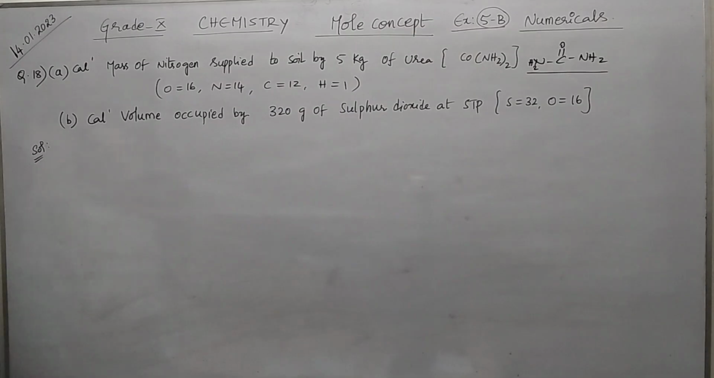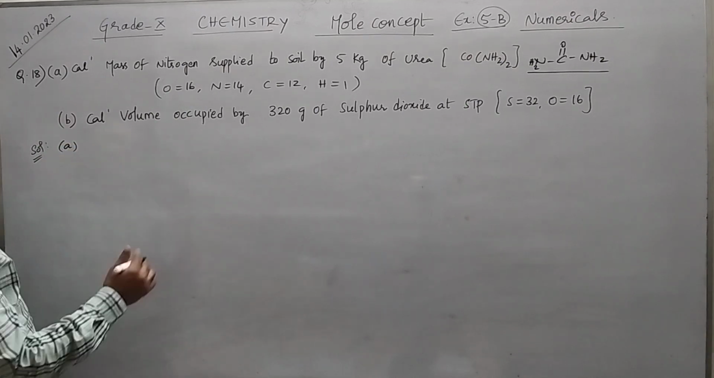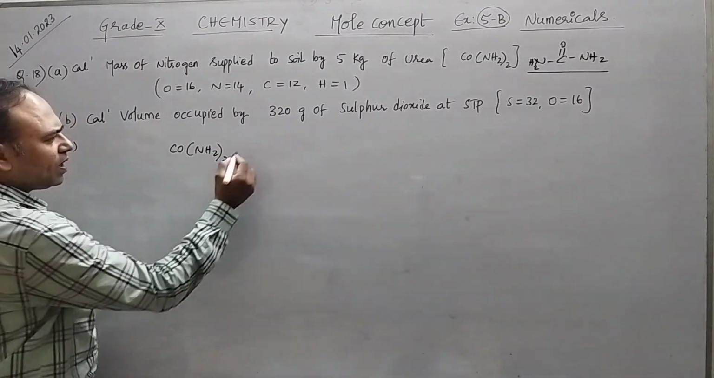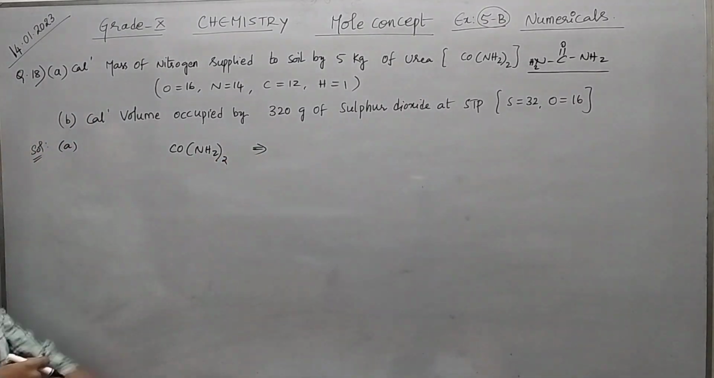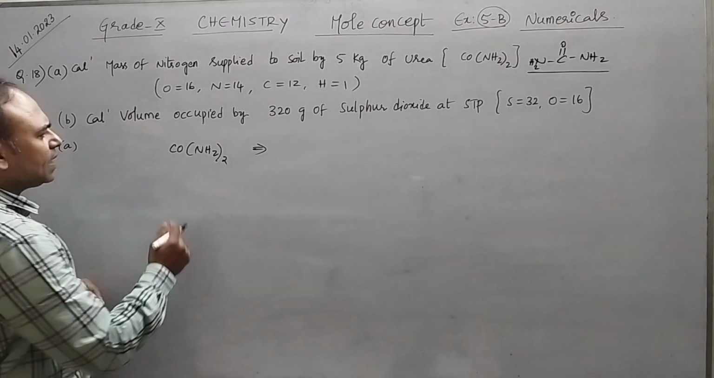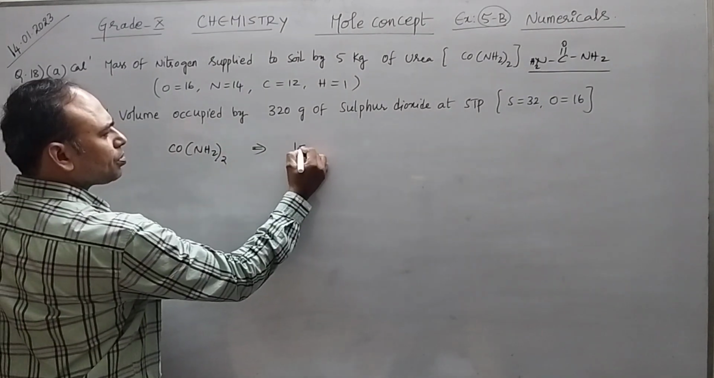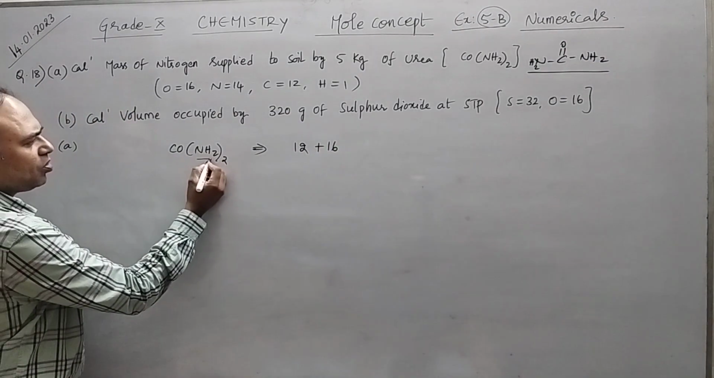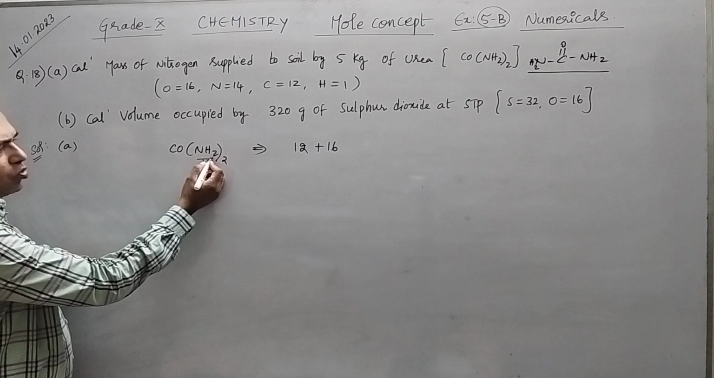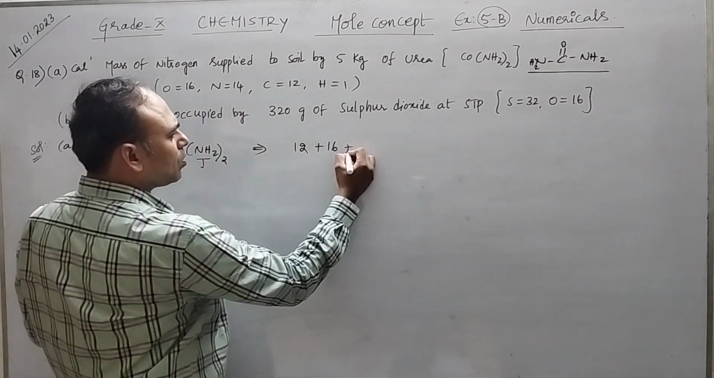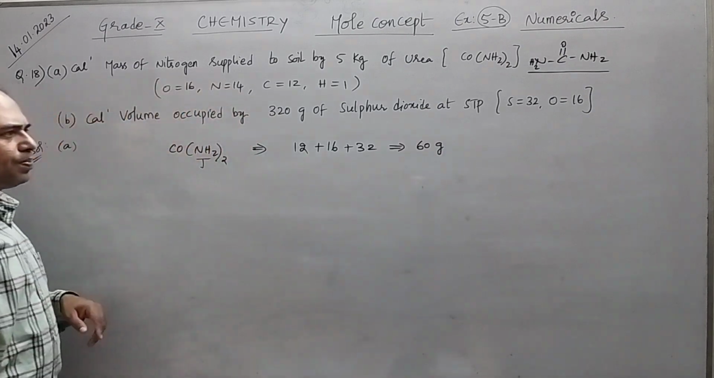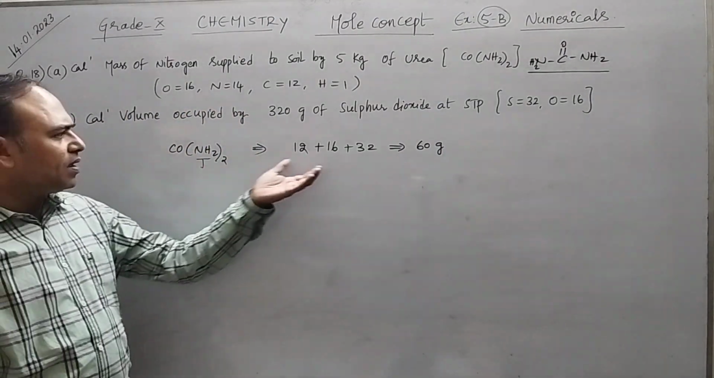So first let us solve A. If you observe this, (CONH2) taken twice, that is urea. If I want to know the molecular mass of urea, let me calculate: carbon is 12 and oxygen is 16, and NH2 is 14 plus 2, which is 16, and 16 into 2 is 32, plus 32. So we get 60 grams of urea. So the molecular mass of urea is 60 grams.